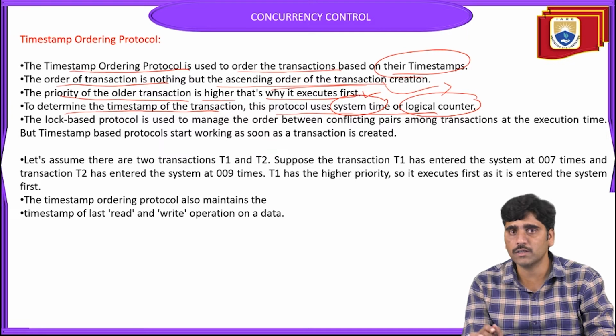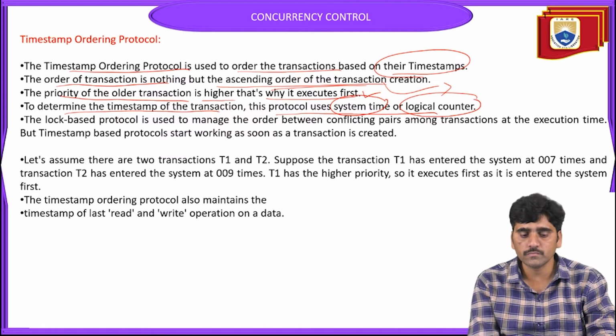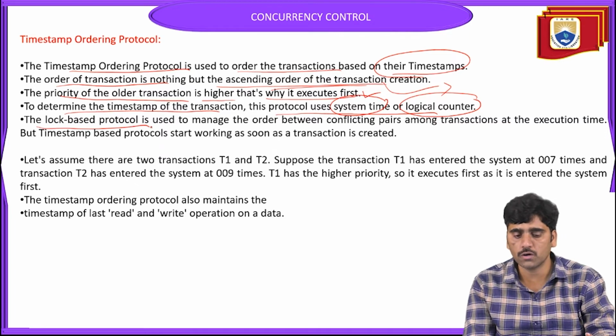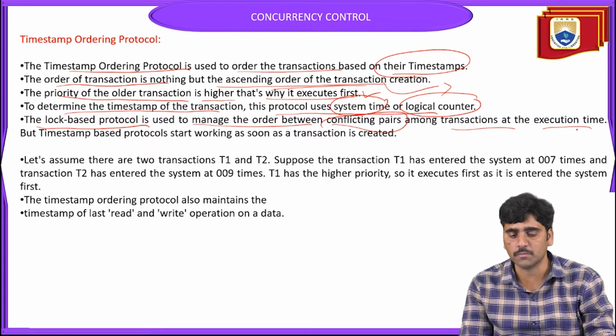It maintains all the timestamp values for the transactions to be executed. The log-based protocol is used to manage the order between conflicting pairs among the transactions at execution time. So this log-based protocol is used for attaining the locks so that the transactions do not appear in conflicts.